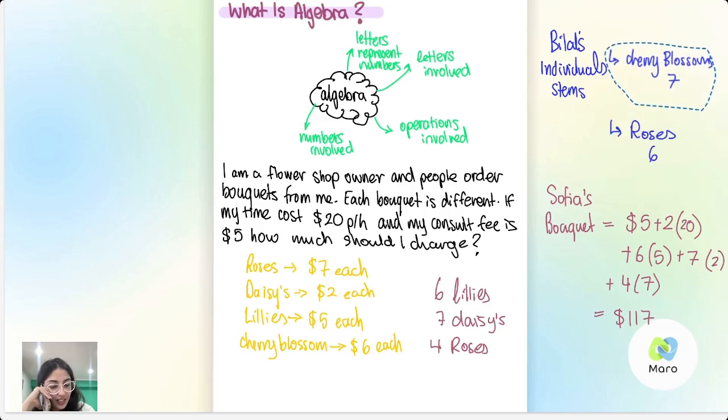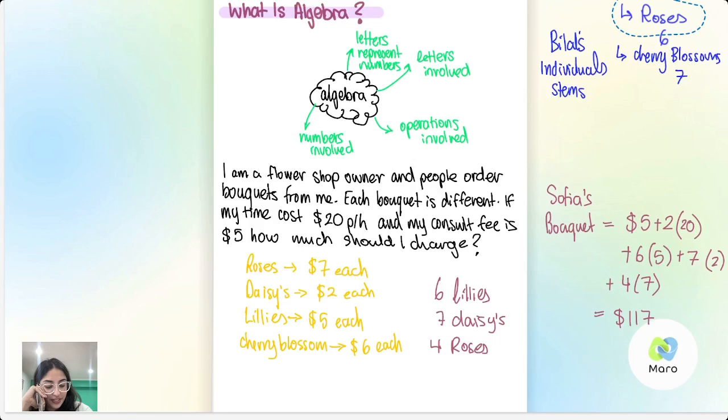What else? Anything else? You guys only have chocolate? Sorry, I don't have chocolate. I only have roses, daisies, lilies, and cherry blossoms.